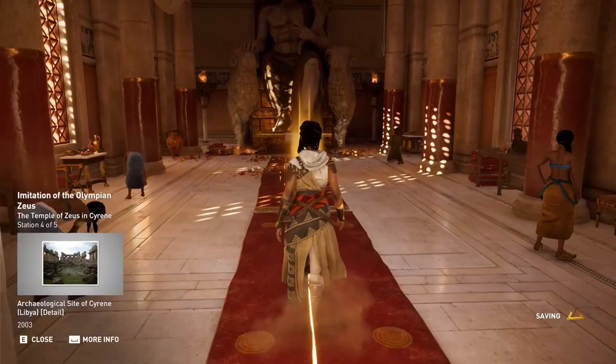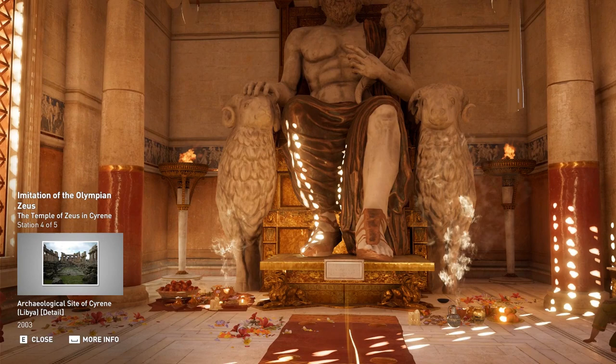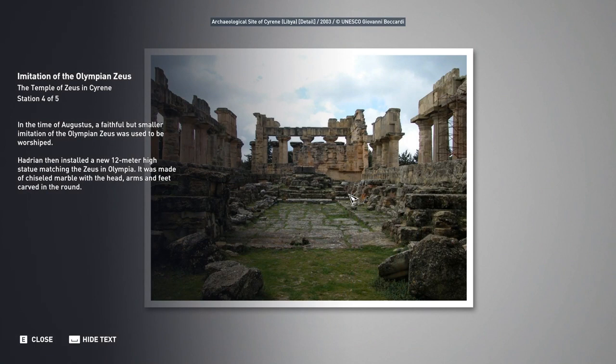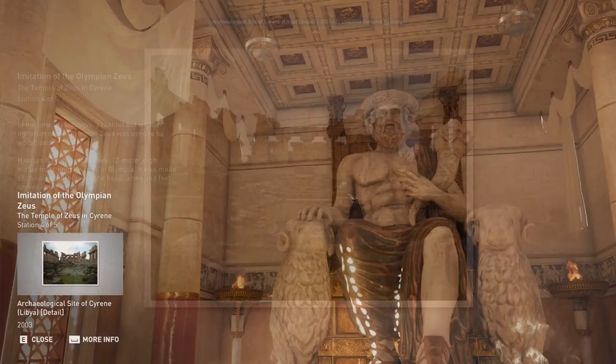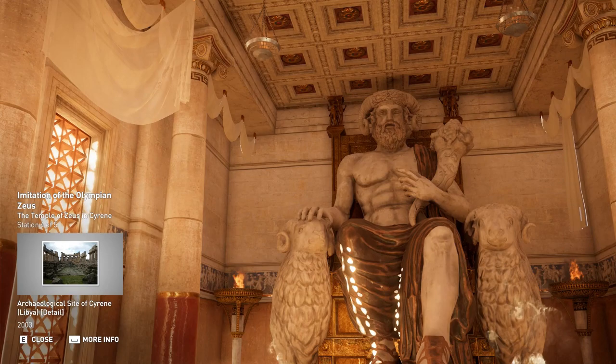In the time of Augustus, a faithful but smaller imitation of the Olympian Zeus was used to be worshipped. Hadrian then installed a new 12-meter-high statue matching the Zeus in Olympia. It was made of chiseled marble, with the head, arms, and feet carved in the round.